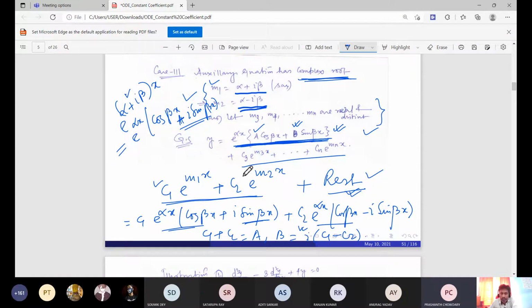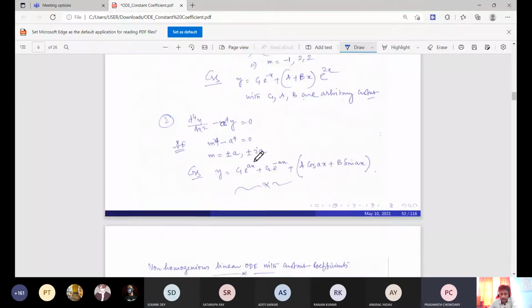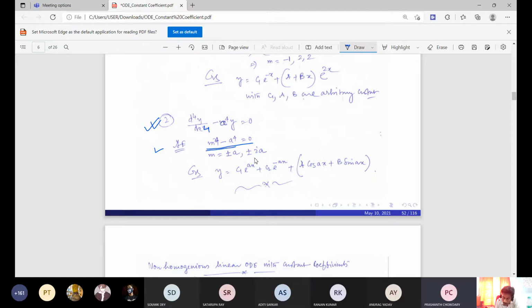So let us illustrate this with some example. This is a fine example where you have some complex roots. Let's say you have the differential equation d4y/dx4 minus a to the power 4 y. You can easily find the auxiliary equation; in the last class, we discussed how to find it. The auxiliary equation is m to the power 4 minus a to the power 4 equals 0. You can find the solution of this auxiliary equation, that is, the values of m: m will be plus minus a and plus minus ia.